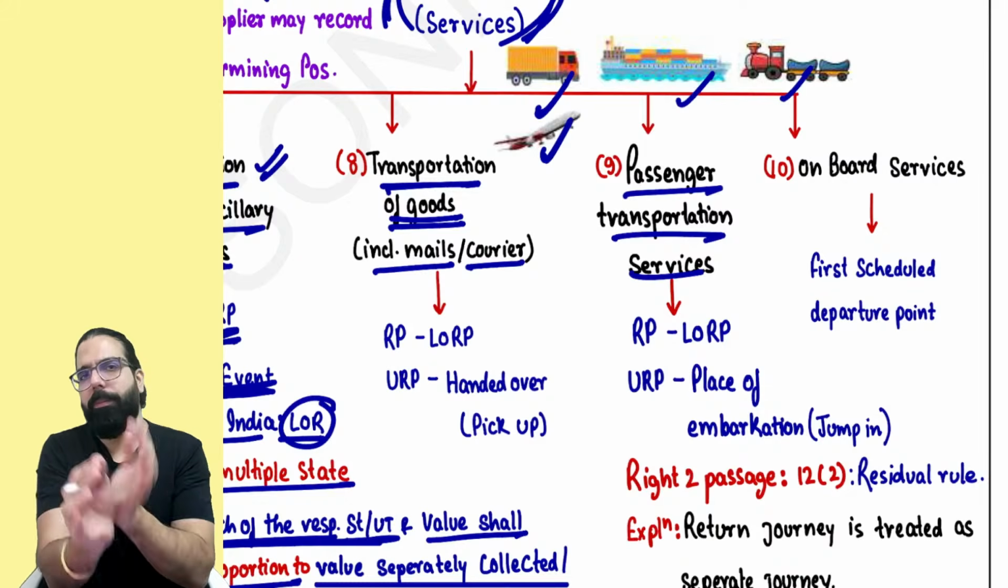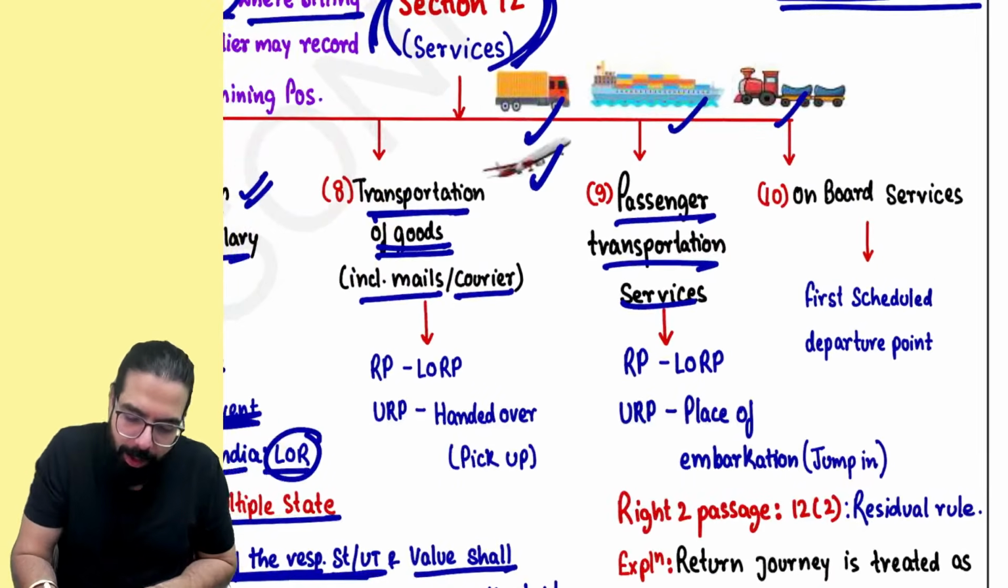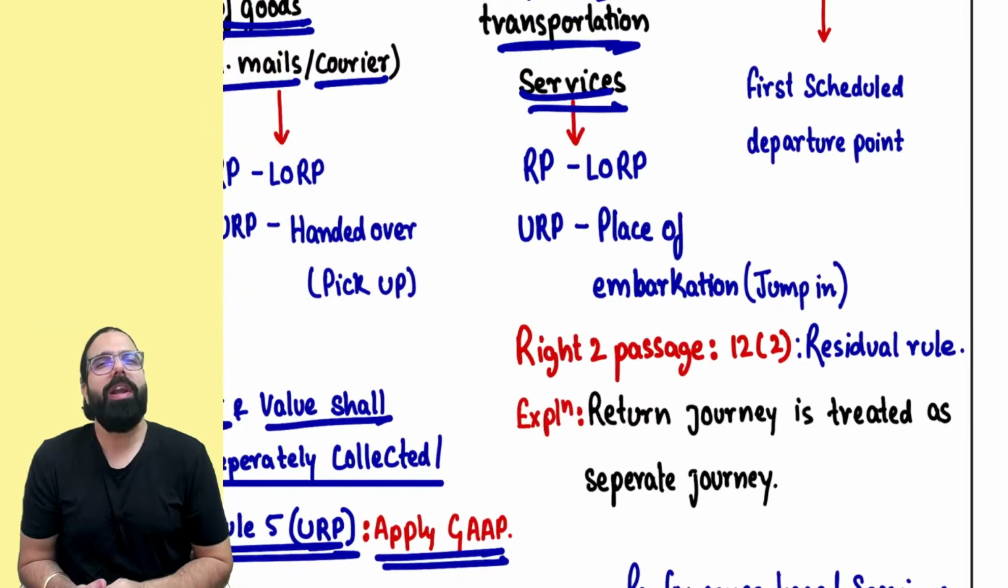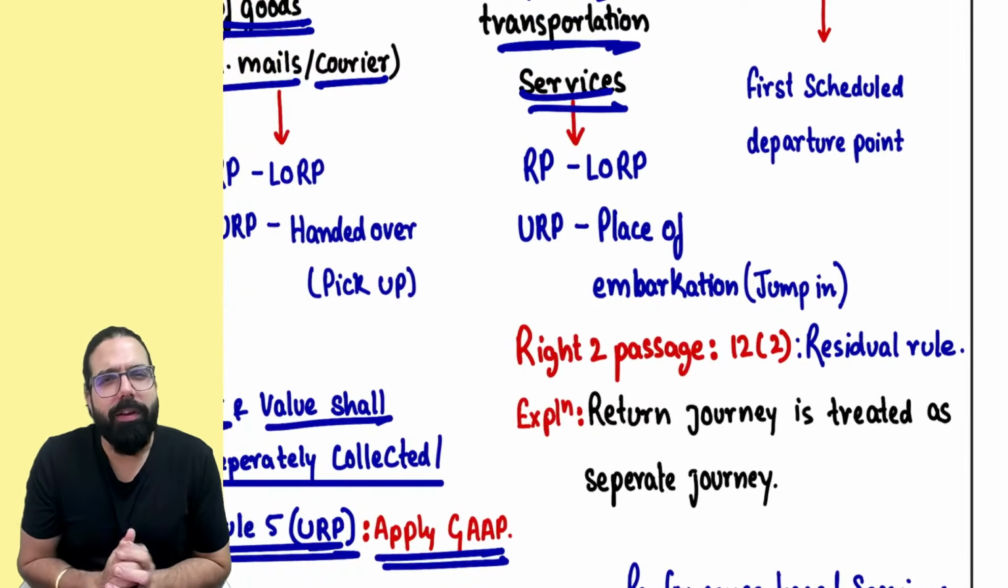Where the goods are picked up. Done, sir. Next, passenger transportation service. What is passenger transportation service? Indigo Airline. They are transporting passengers.